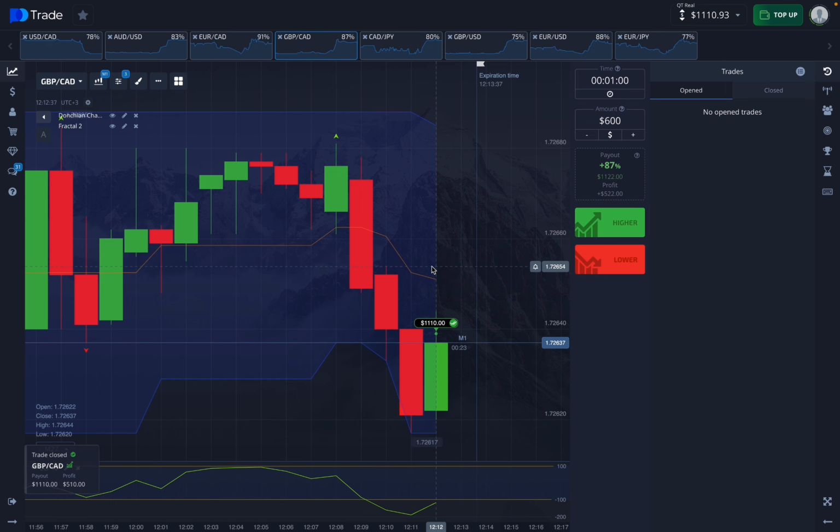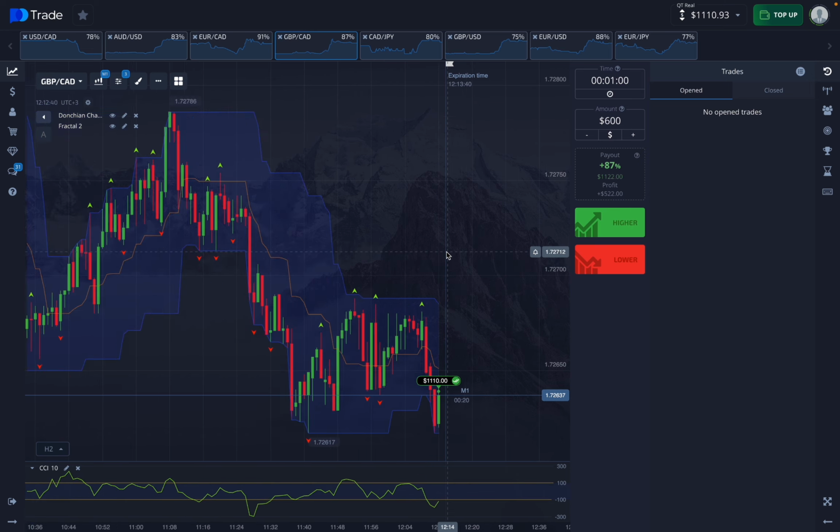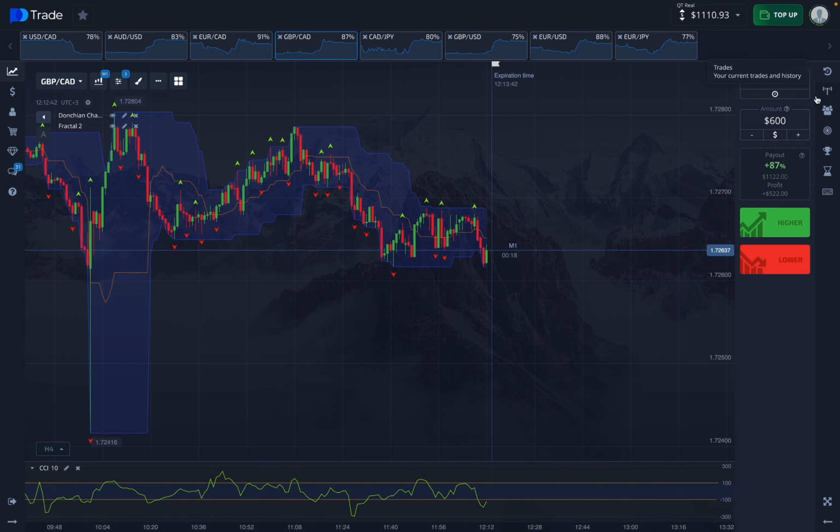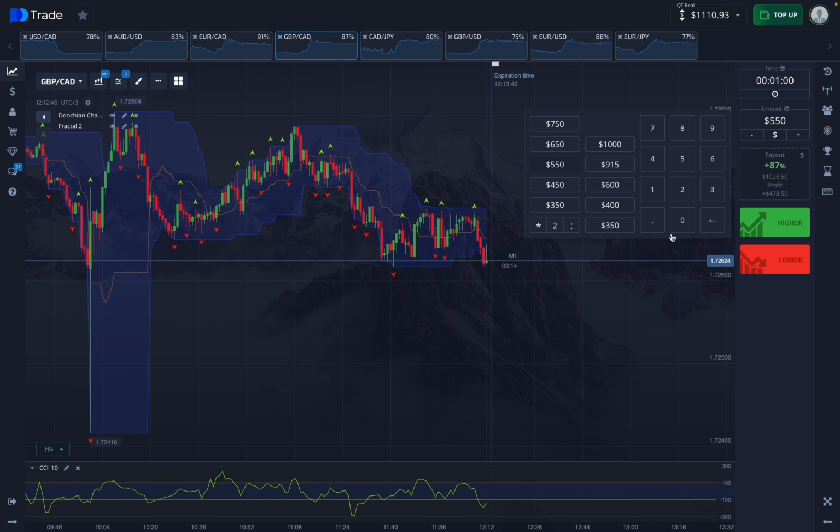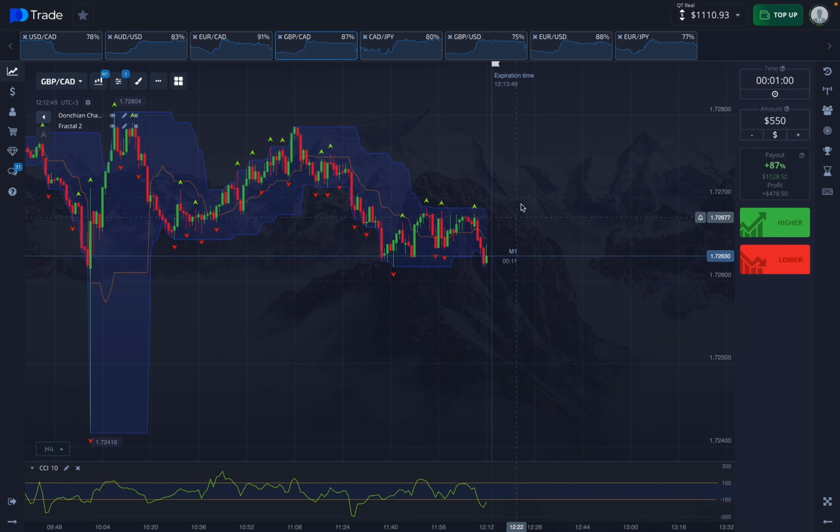And our second deal closes in profit. Let's change the amount of the transaction value and set 550, exactly half of our balance. And let's continue trading. Try to find the same successful entry. Let's get started and select the next currency pair.